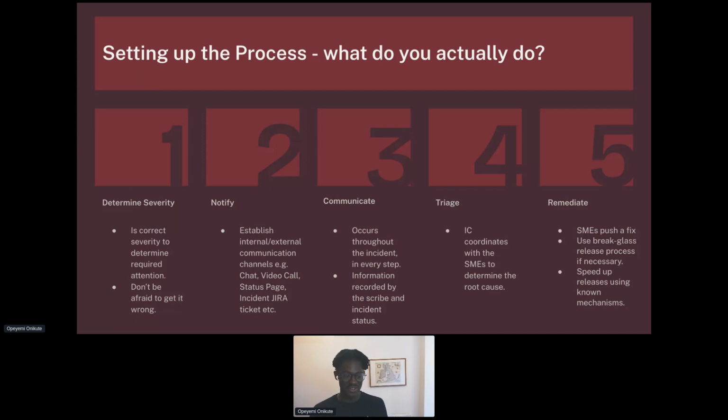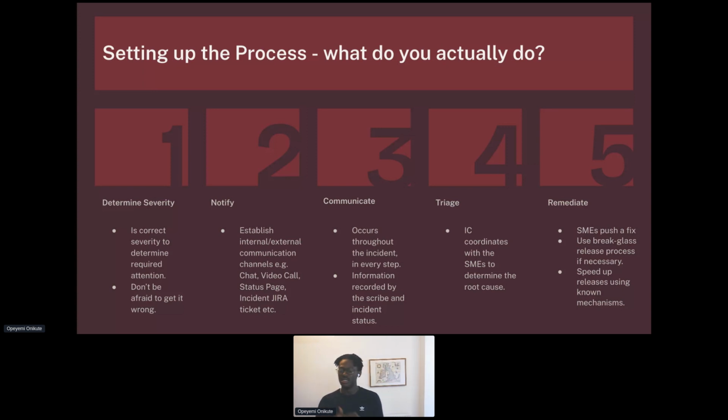Your steps, I have 7, right? But yours might be 8. Yours might be 3. Yours should not be 3. But yours might be 5, 6, right? But yeah, the first thing is when an issue happens, right? Someone gets paged that the database is down, right? That person needs to determine the severity of the incident.